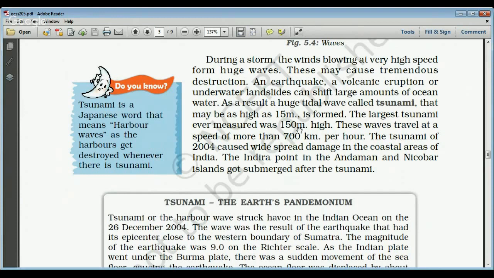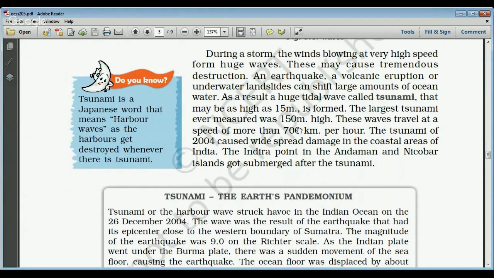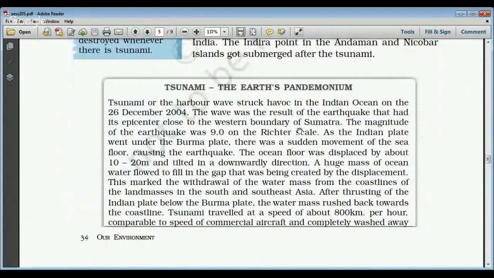And everybody knows the tsunami of 2004. It caused widespread damage in the coastal areas of India, and even the southernmost point of India, the Indira Point, which was in the Andaman and Nicobar Islands, got submerged after the tsunami of 2004. And here are written some of the details of this tsunami, which occurred on 26th of December 2004.